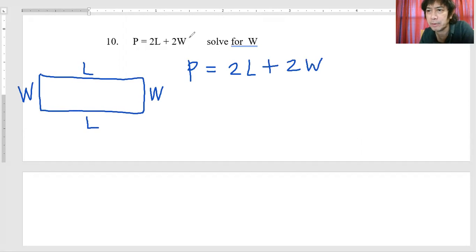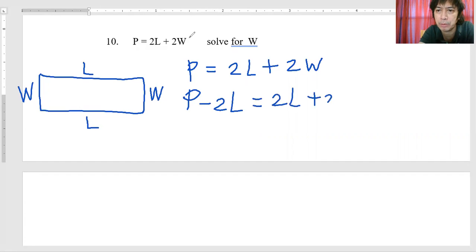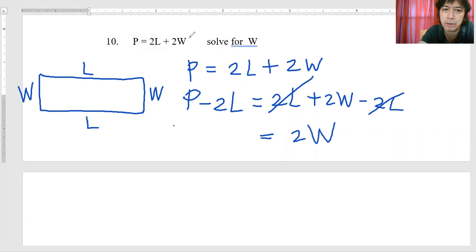You're asked to solve the width in terms of perimeter and length. Your first step is to remove the 2L by way of subtraction. So P minus 2L is equal to 2L plus 2W minus 2L. So this zeroes out, and the right side is just 2W. And this is perimeter minus twice length. We're after W, so you only need to move the 2. You still have a number 2 beside it. That number 2 can be removed by way of division.